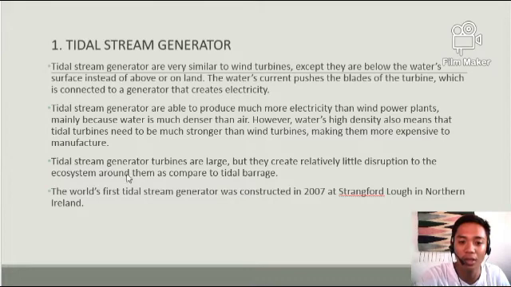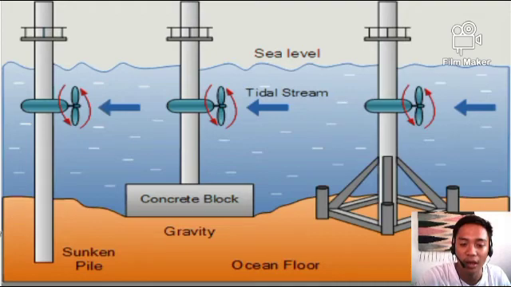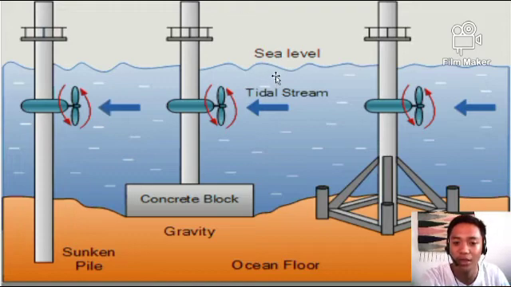So tidal stream generator turbines are large, but they create relatively little disruption to the ecosystem around them as compared to tidal barrage. So yeah, the world's first tidal stream generator was constructed in 2007 at Strangford Lough in Northern Ireland. So this is the image of how a tidal stream generator works. So ayan, it has a turbine, then yung generator, then ayan yung sea level, di ba? Pag mataas yung sea level, gumagana yan. So ayan po. My next group mates will report the other slides.